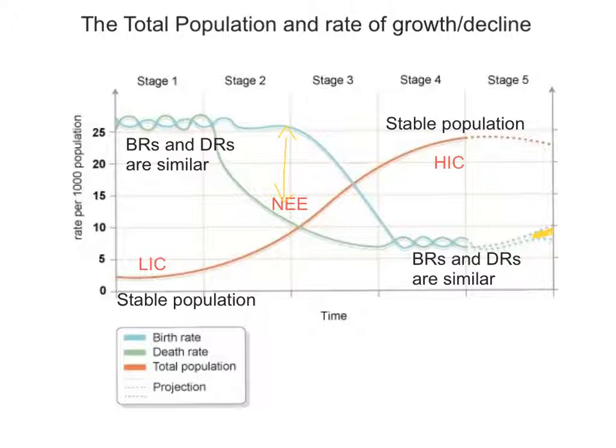So hopefully you've learned that the demographic transition model can give us much information: birth rates, death rates, the total population and rate of increase or decrease, and also it's very useful for showing how a country develops over time from a primitive society, lower income country, a newly emerging economy, and a higher income country.